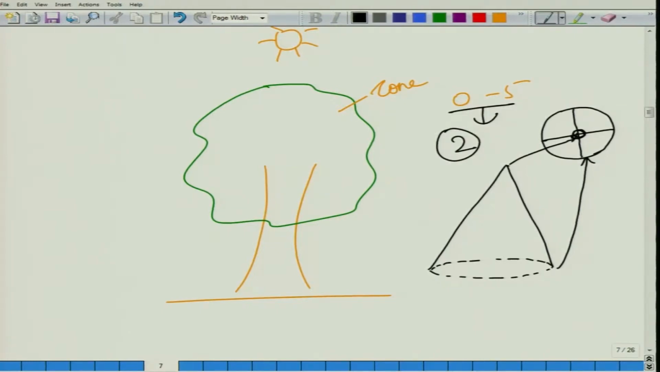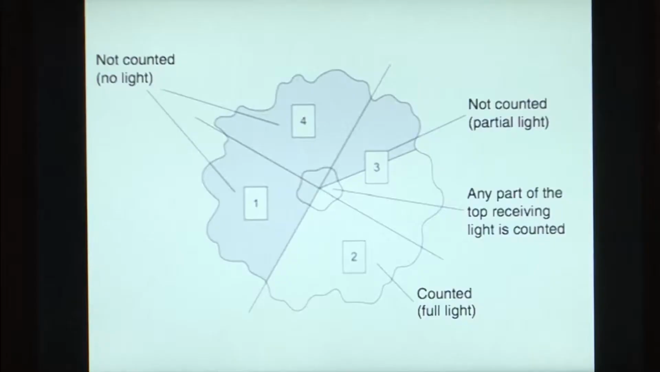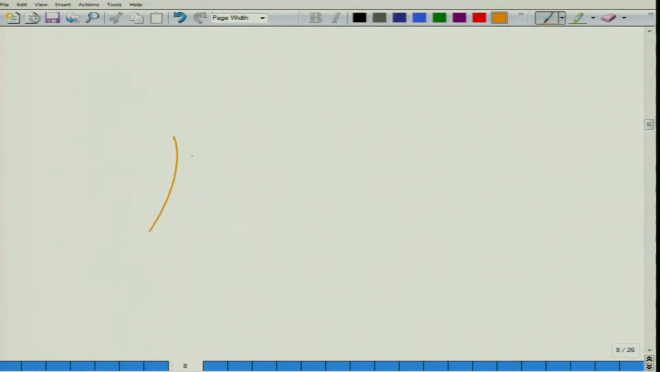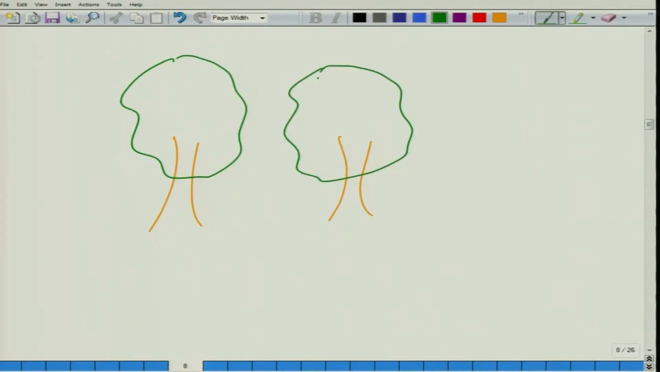So, what is the use of this crown light exposure? The intended use is that it estimates the amount of direct sunlight to which a tree is exposed. It provides information about the stand structure and competition, tree and stand vigor, and growth potential. Why is that so? Because let us consider a stand in which your trees are far apart. In this case the first tree will have a value of 5, and the second tree will also have a value of 5.